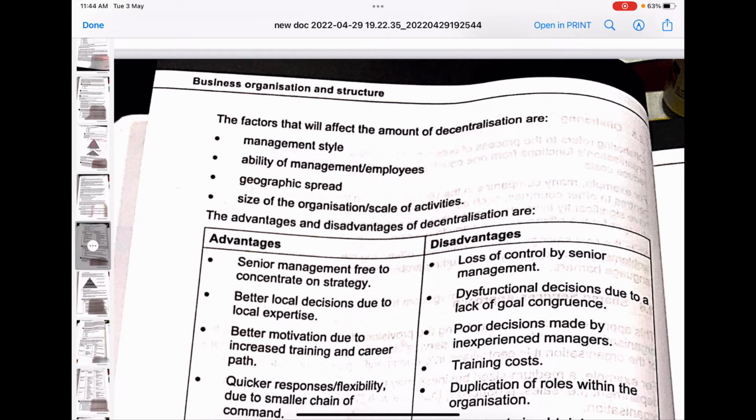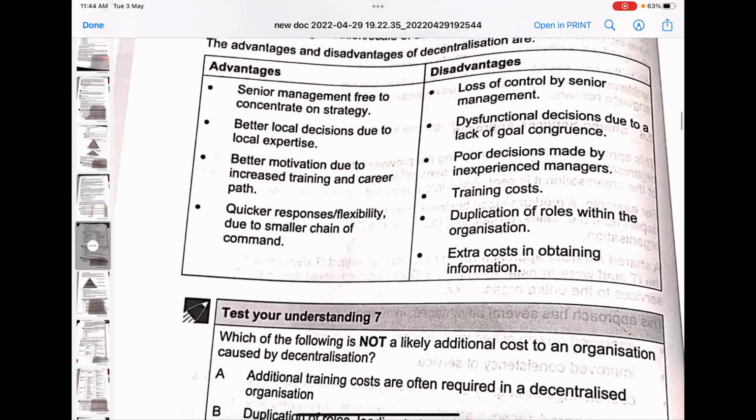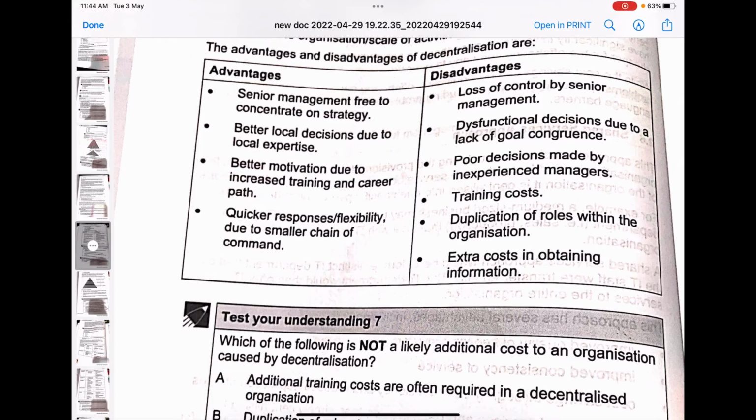The factors that will affect the amount of decentralization are the management style, the ability of the management, geographic spread, and size of the organization. Moving on to the advantages and the disadvantages of decentralization.